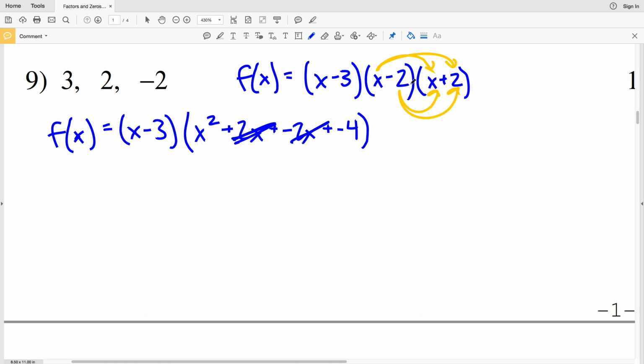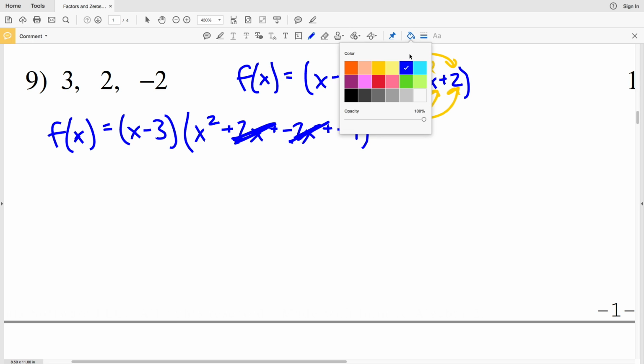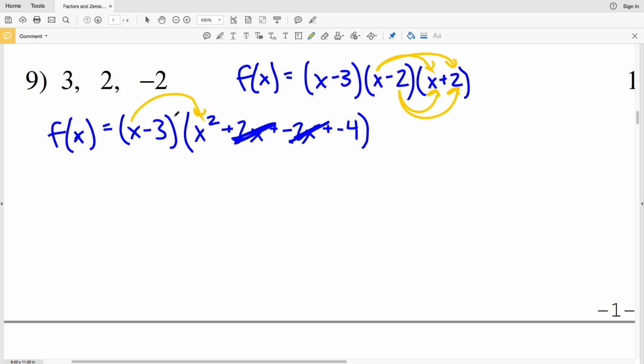Now note 2x plus negative 2x is equal to 0. Hence, why I multiplied x minus 2 to x plus 2 as opposed to multiplying it by x minus 3. Because if you remember, this is in the form of a minus b and a plus b, which equals a squared minus b squared. So now I'll multiply x to x squared, x to negative 4, negative 3 to x squared, and negative 3 to negative 4.